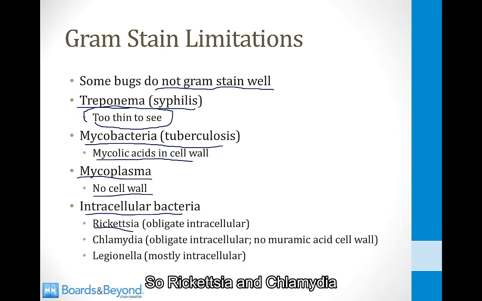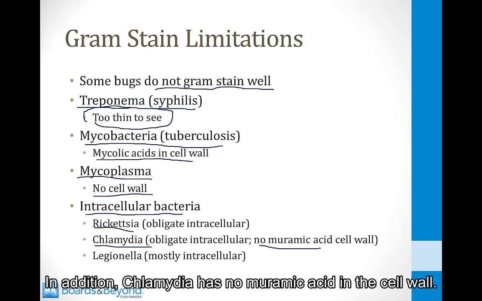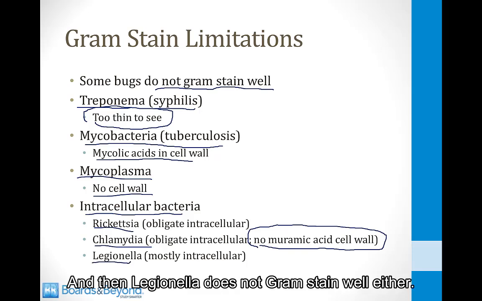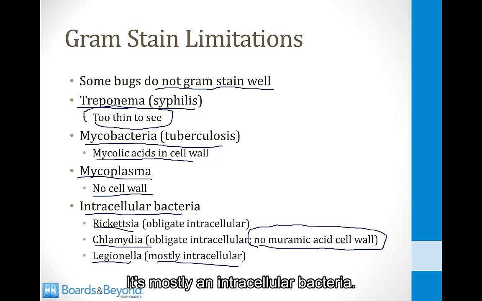So Rickettsia and Chlamydia are obligate intracellular bacteria. They don't gram stain well. In addition, Chlamydia has no muramic acid in the cell wall. Muramic acid is one of the two components of peptidoglycan. And then Legionella does not gram stain well either. It's mostly an intracellular bacteria.